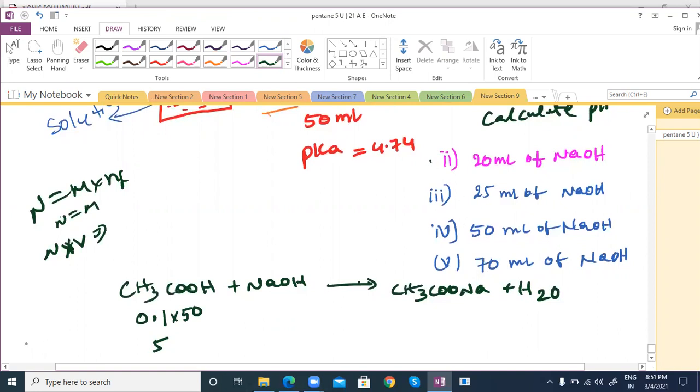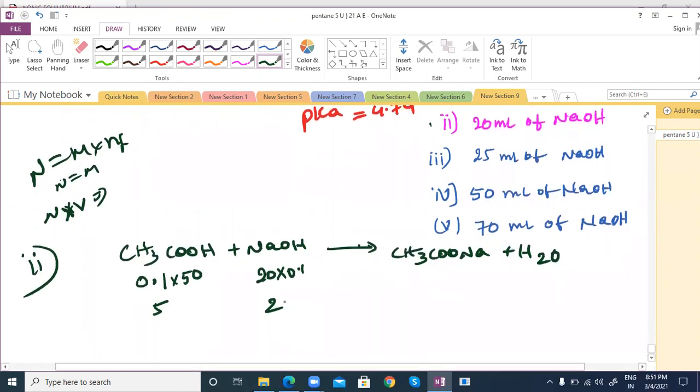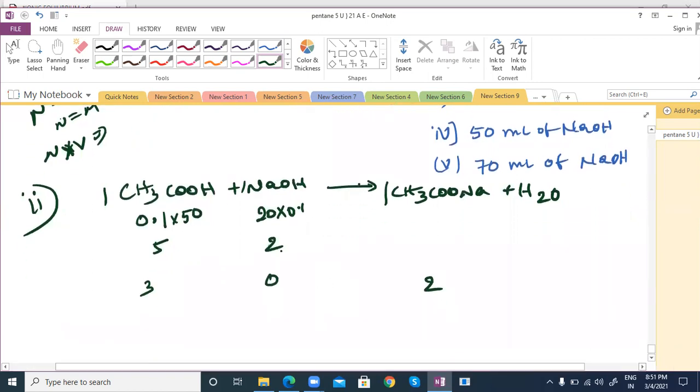And NaOH, how many ml are they adding? 20 ml, second case. I am discussing the second case. 20 into 0.1, how much will we get? 2. Which is the limiting reagent here? NaOH. That is going to react completely. 1 mole requires 1 mole, so 2 moles require 2 moles. Then the remaining acid is 3 and NaOH is 0. And how much salt will you get? 2 moles of NaOH reacting means 2 moles of salt, because 1 mole NaOH gives 1 mole salt.